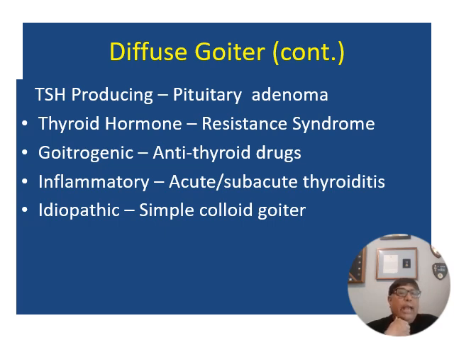Inflammatory will be acute or subacute thyroiditis, or it could be an idiopathic one, a simple colloid goiter, and that appears in the adolescent. Sometimes all the tests will be negative including the antibodies, and it could be pretty big, and I'll talk a little bit more about that when we talk about Hashimoto's thyroiditis.